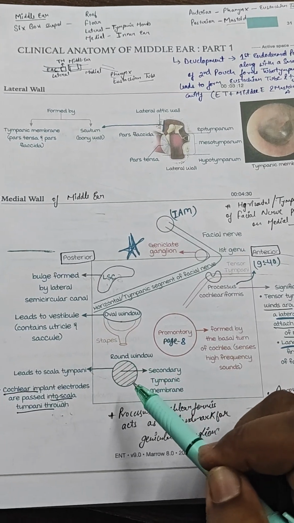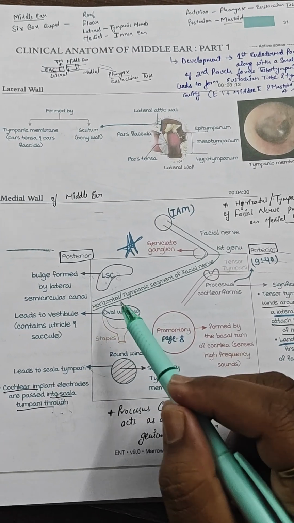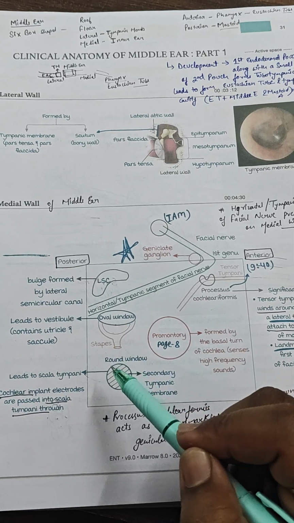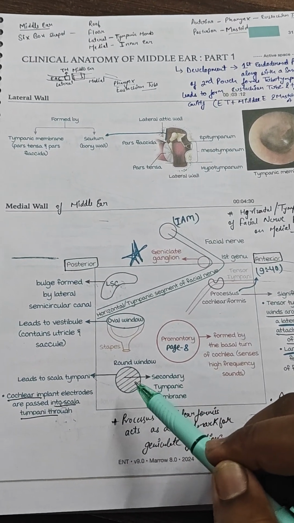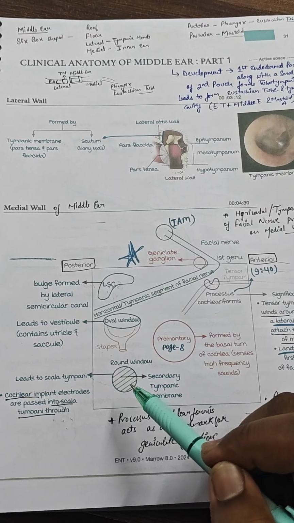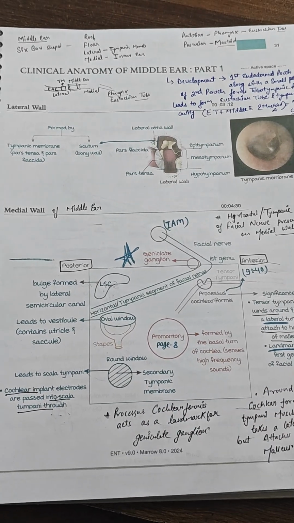Okay, and here is the round window. It lies posteroinferiorly on the medial wall, and it is covered by the secondary tympanic membrane, which separates the middle ear from the scala tympani.